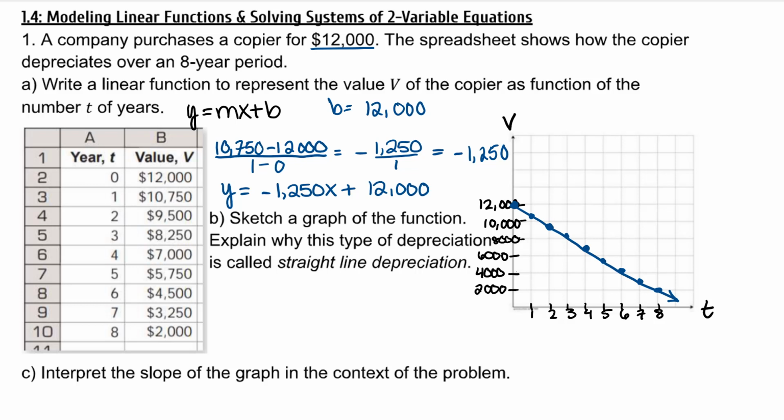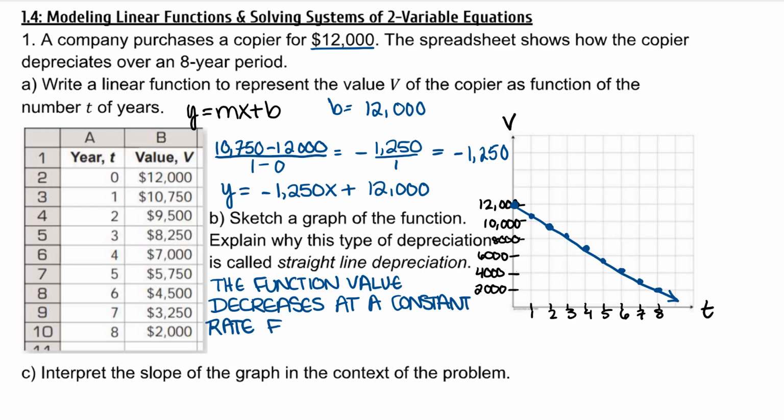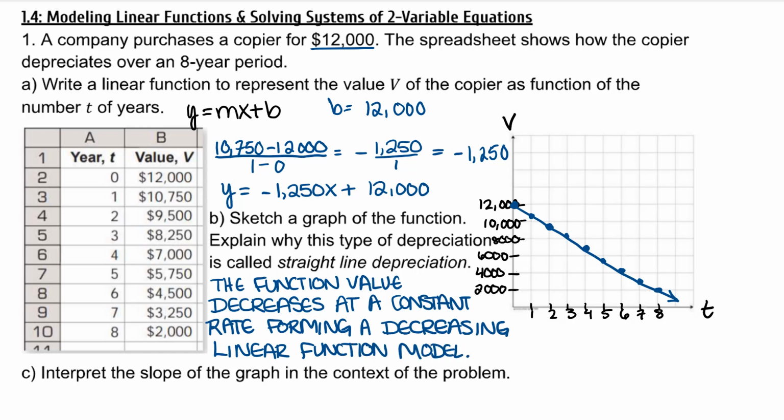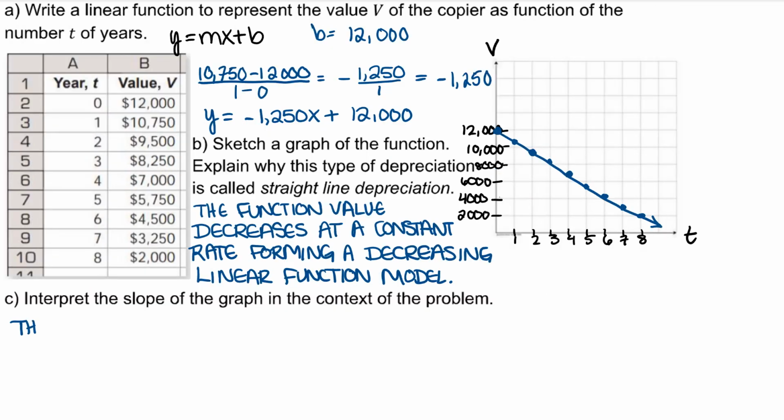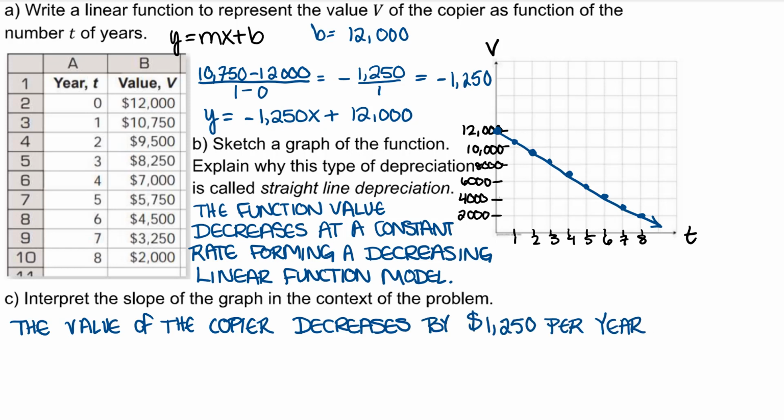Why do you think this is called straight line depreciation? The function value decreases at a constant rate, forming a decreasing linear function model. That is why it's called straight line depreciation. Interpret the slope of the graph in the context of the problem. Remember, the y-axis is the value of the copier and the x-axis is time in t years. The value of the copier depreciates or decreases by $1,250 per year.